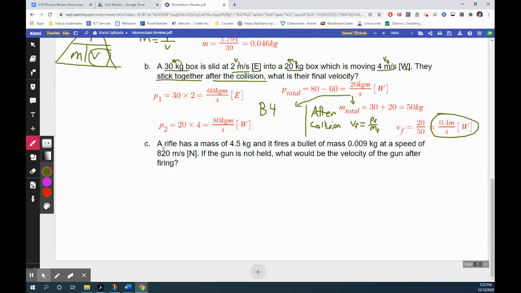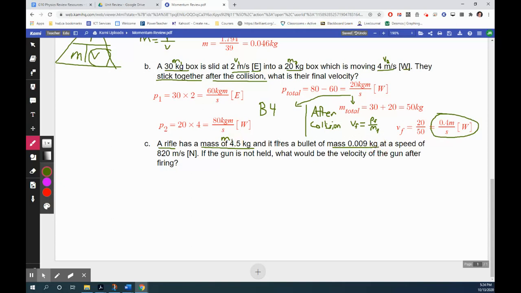And so our last question, a rifle. This is cool. This is about recoil, right? Kickback from a gun. A rifle has a mass of 4.5 kilograms. Okay, so there we've got the mass. And it fires a bullet. Here's the mass of the bullet.